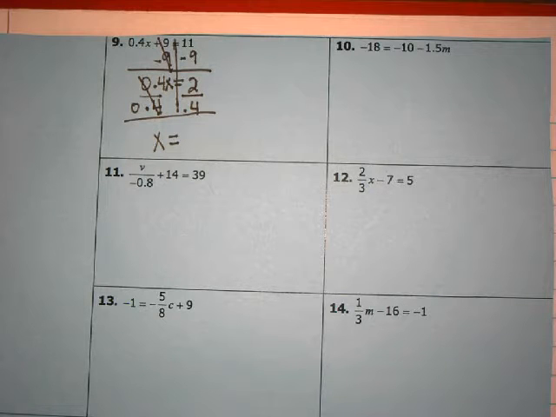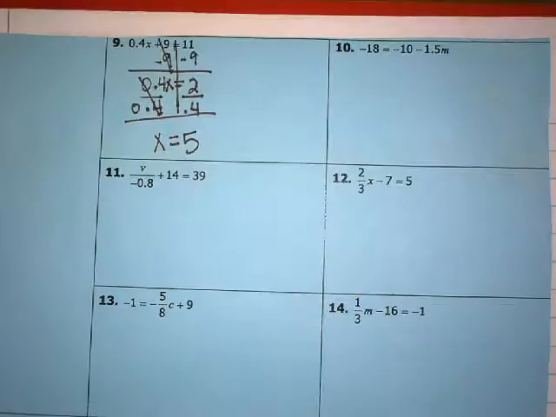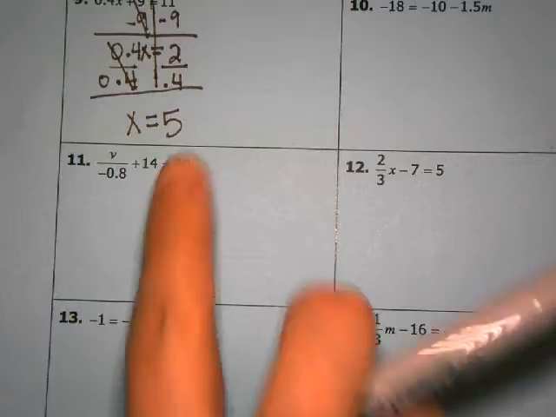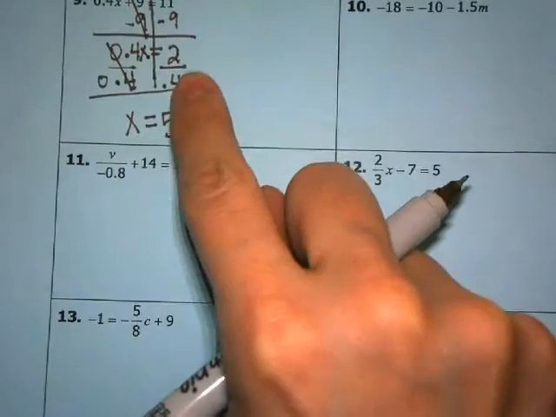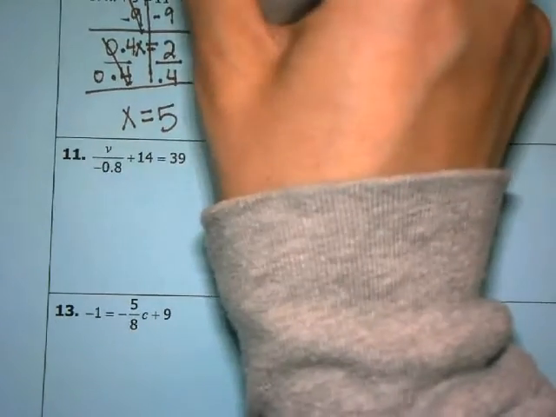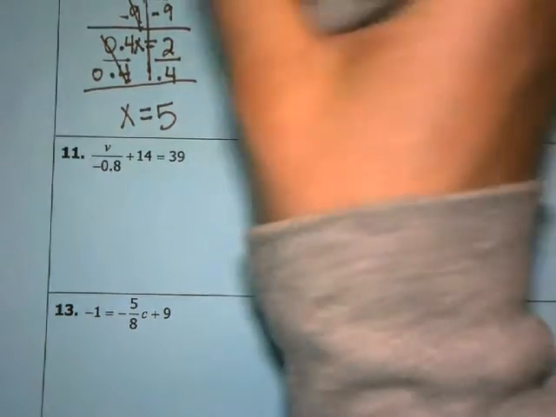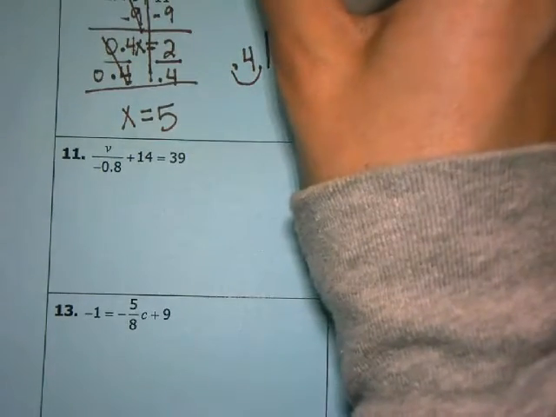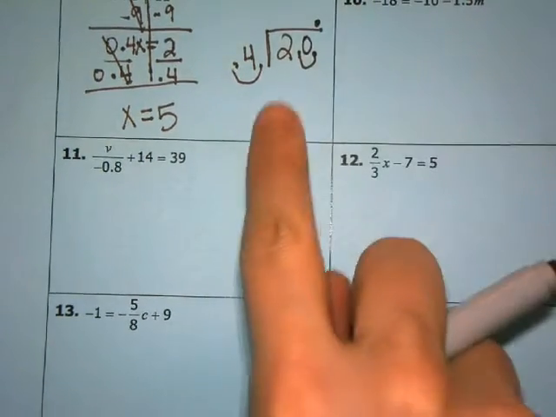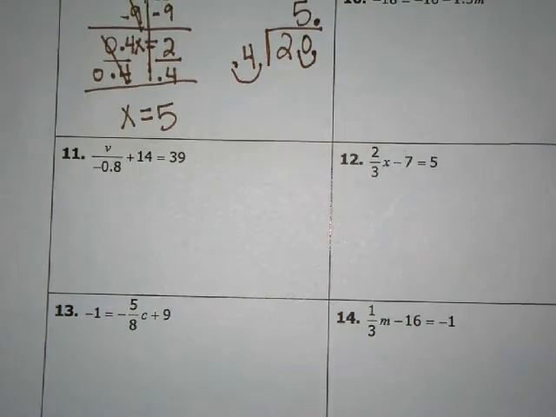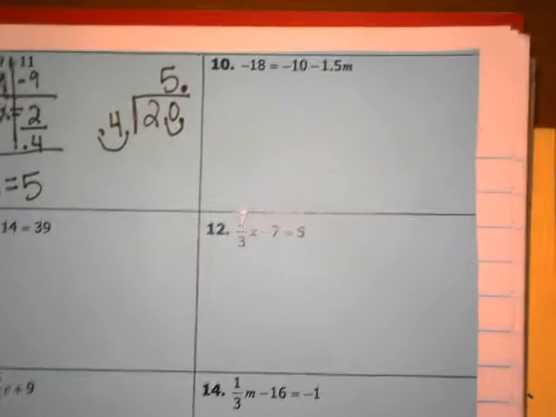What'd you get for the answer on number 9? X equals 5. Okay, so you should get x equals 5 because which number goes in the house, the 2 or the 0.4? It's 2 divided by 0.4. You can't divide by a decimal. You have to move the decimal on the outside to make it a whole number, so you have to move it on the inside too. So it's saying 20 divided by 4, which is 5. Okay? All right, question number 10.